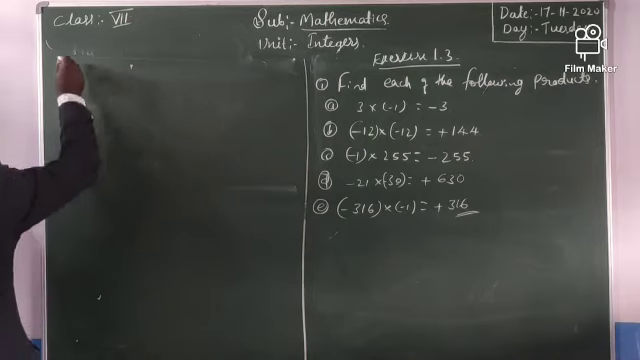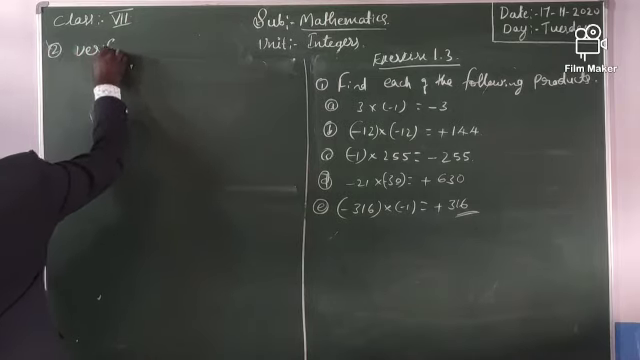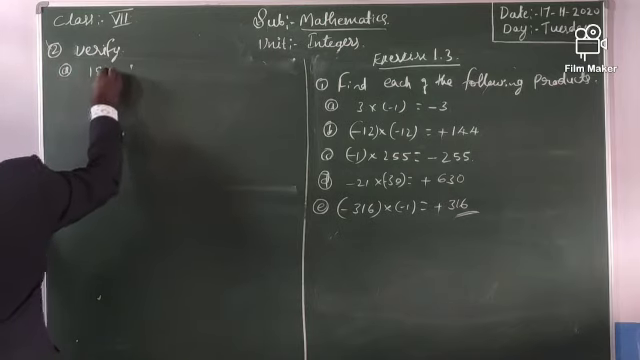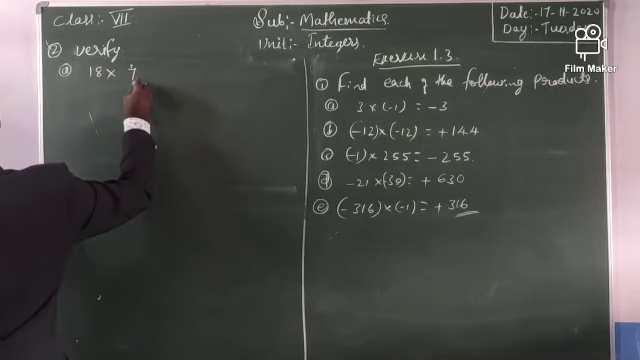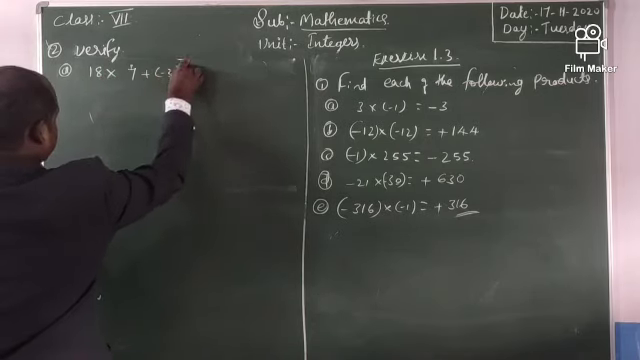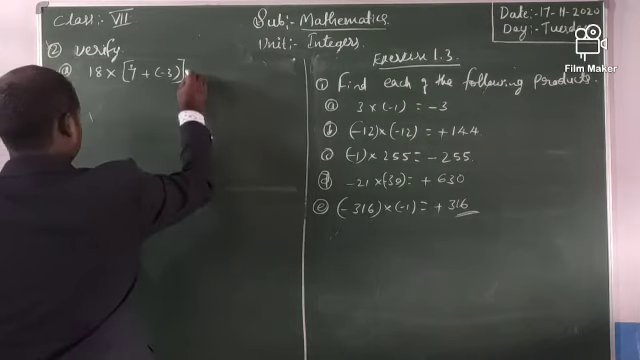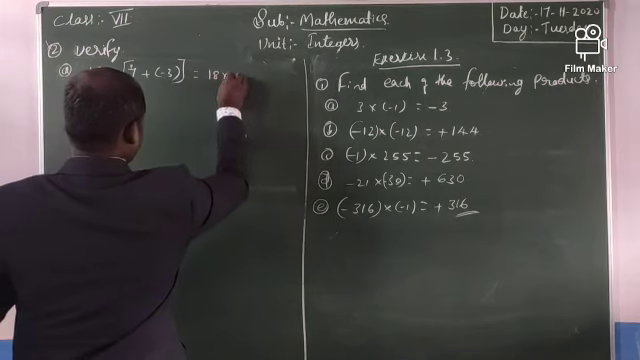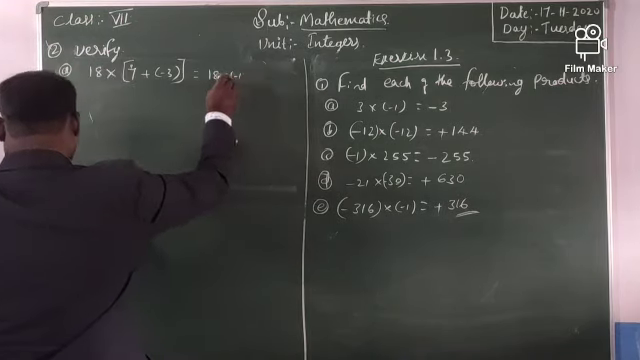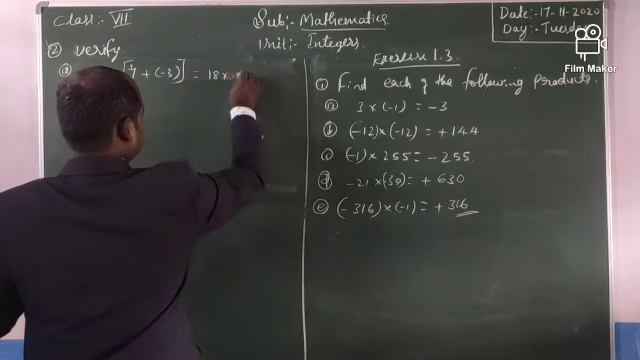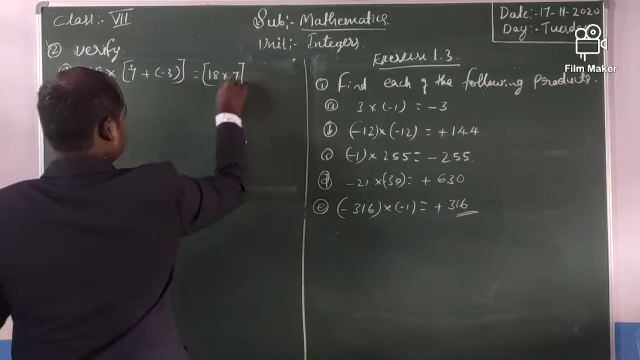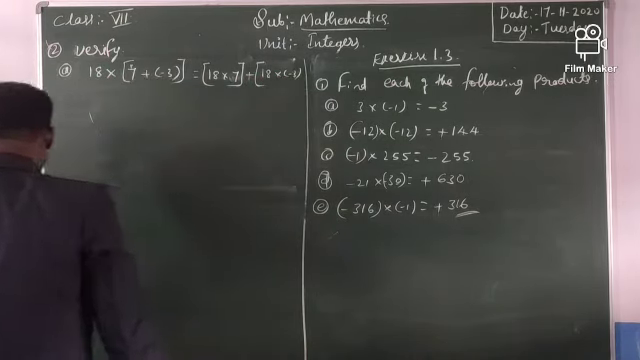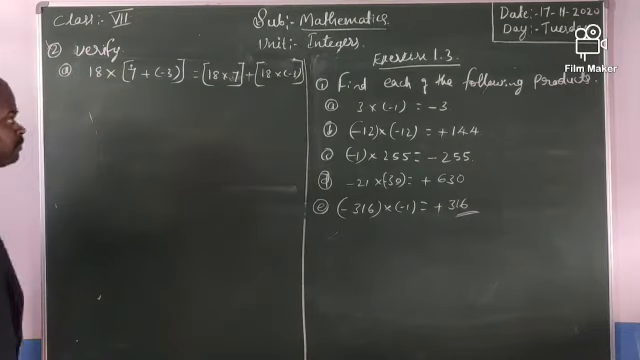Verify the following. Verify the first one, that is A: 18 into 7 plus of minus 3. Okay, this one you have to verify, which is equal to 18 into 7 plus 18 into minus 3. Okay, close the bracket.